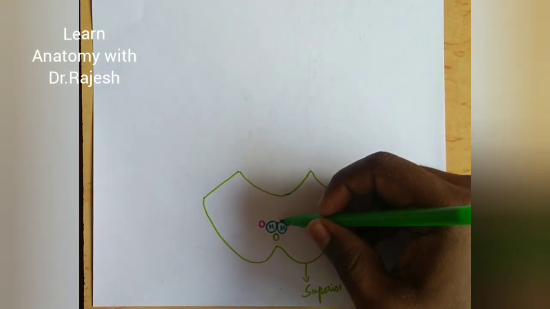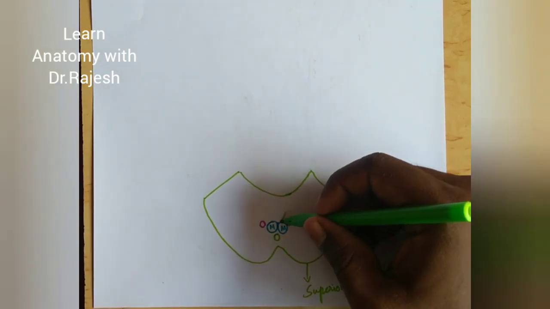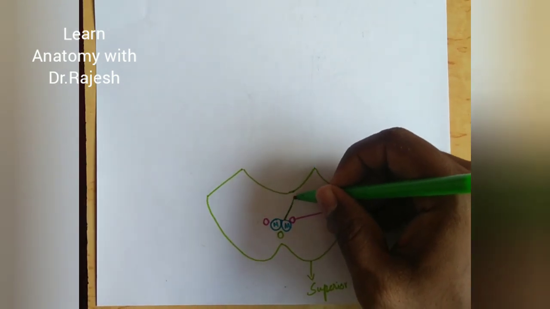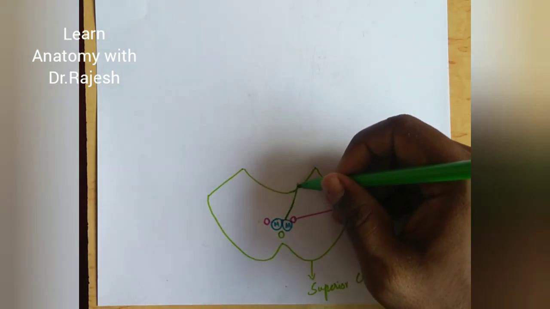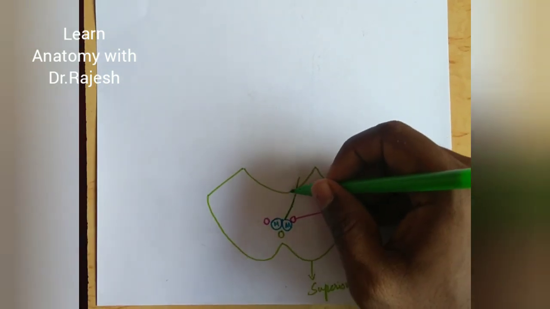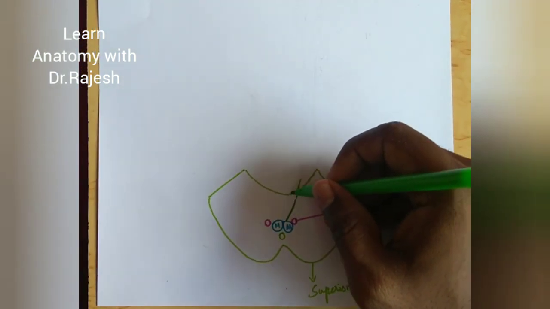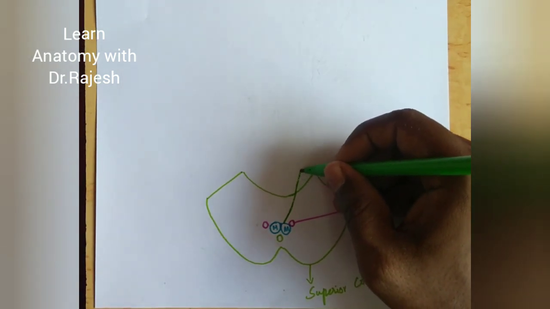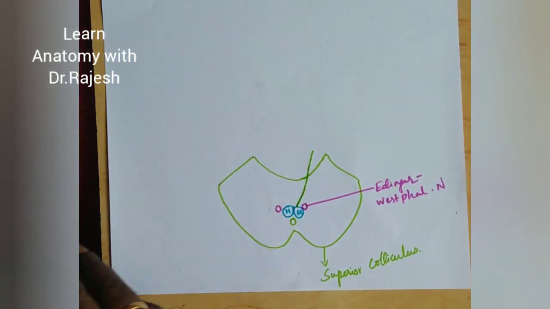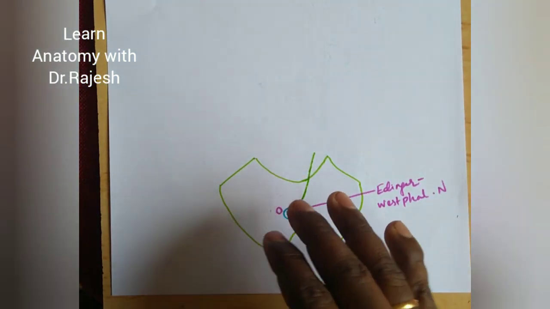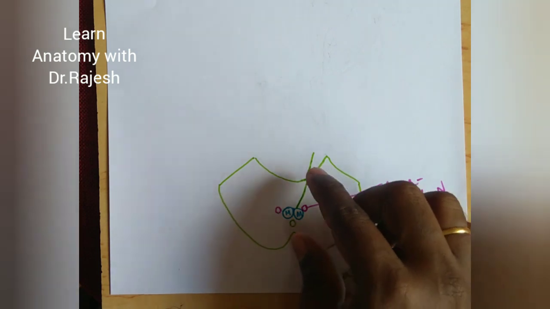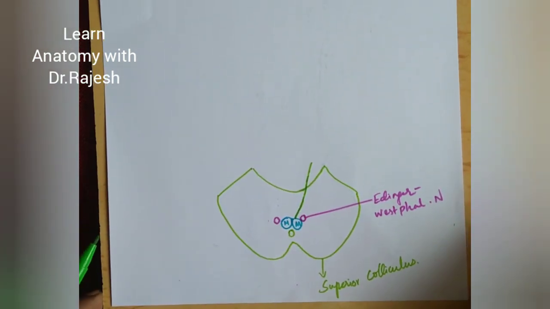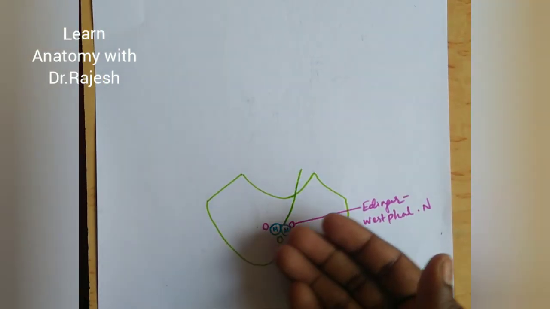Now we will see the course of the nerve. Initially the nerve is present inside the substance of the midbrain, and it travels anteriorly. Then it emerges out of the midbrain through the anteromedial aspect of the crus cerebri. Then it travels forwards in the subarachnoid space. Here it is related to two blood vessels, one passing superior to it and one passing inferior to it.